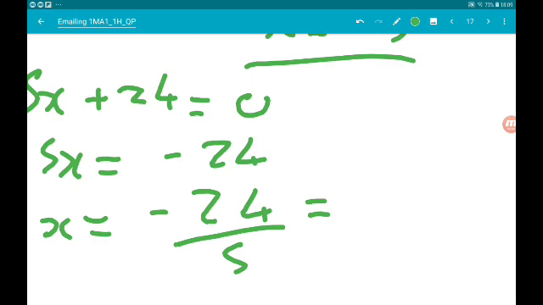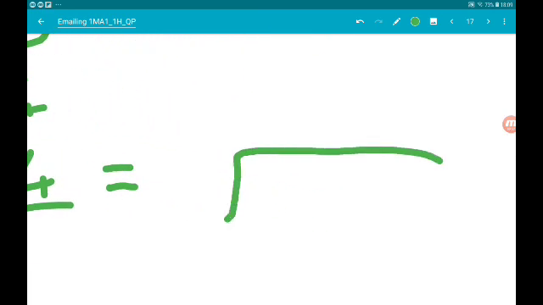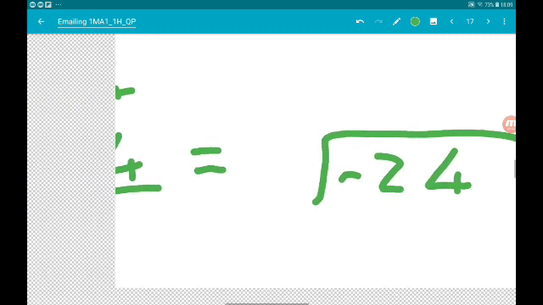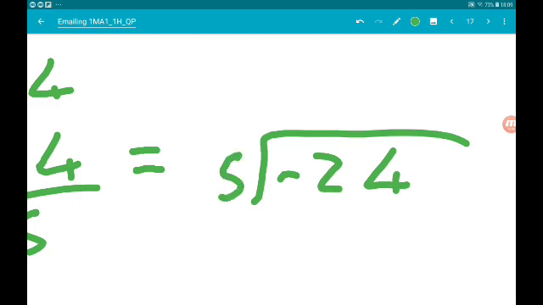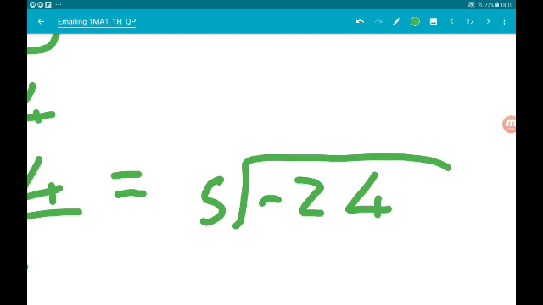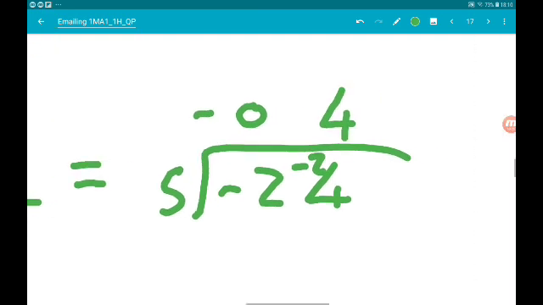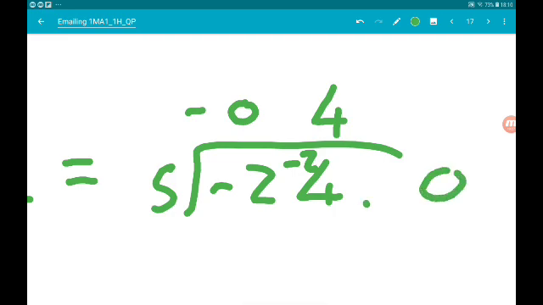So let's use the bus stop. Minus 24 inside, 5 on the outside. So 5 into minus 2 doesn't go. Carry the minus 2. 5 into minus 24 goes minus 4 times. So let's stick a minus at the front. Now we've got a remainder of 4. We don't need to worry about the negative now, because we've got the minus at the start. Carry the 4, put a point up the top. 5 into 40 goes 8 times.